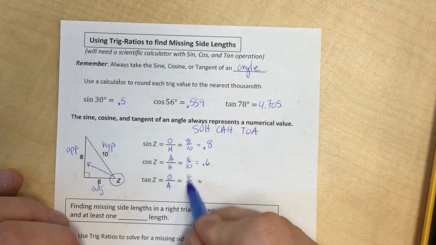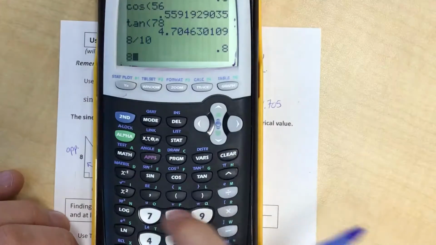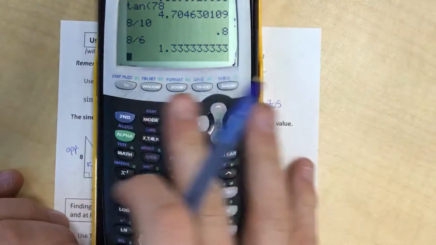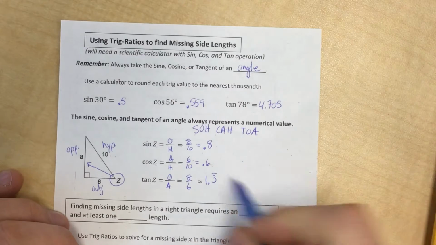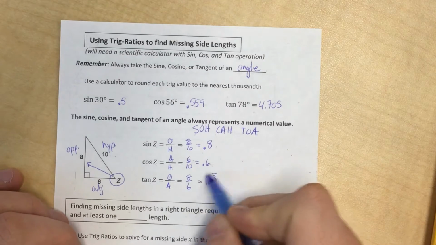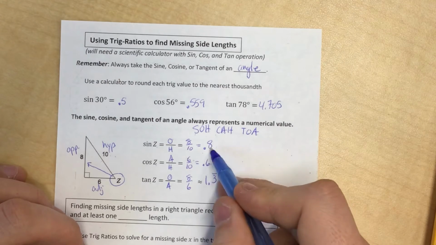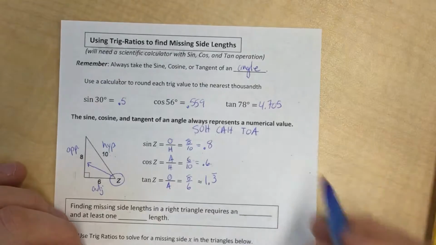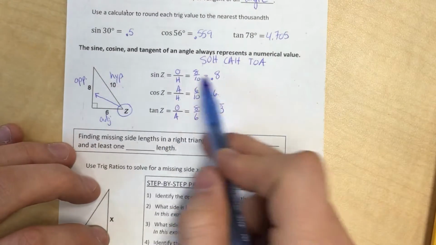Now 8 divided by 6 isn't a perfect terminating decimal. So if you took 8 and divided it by 6 in your calculator, you're going to get 1.333, and it would just repeat forever. So this is one where you would have to round it, or you could just say it's 1.3 repeating, but eventually we would have to round this answer in the future. So not all of them terminate like 0.8 and 0.6. Some of them go on forever, and you will have to round it like a couple of these examples up here. So that's just using the calculator and the sine.